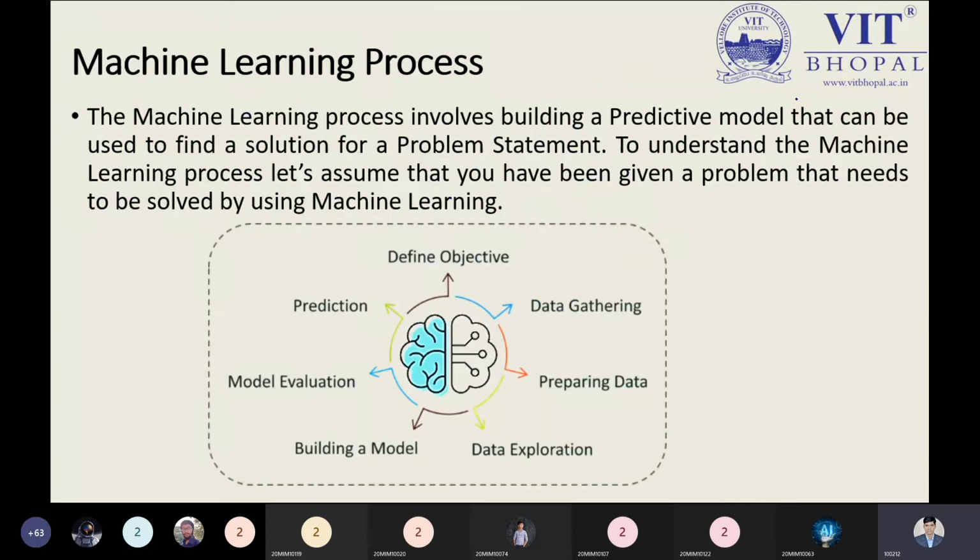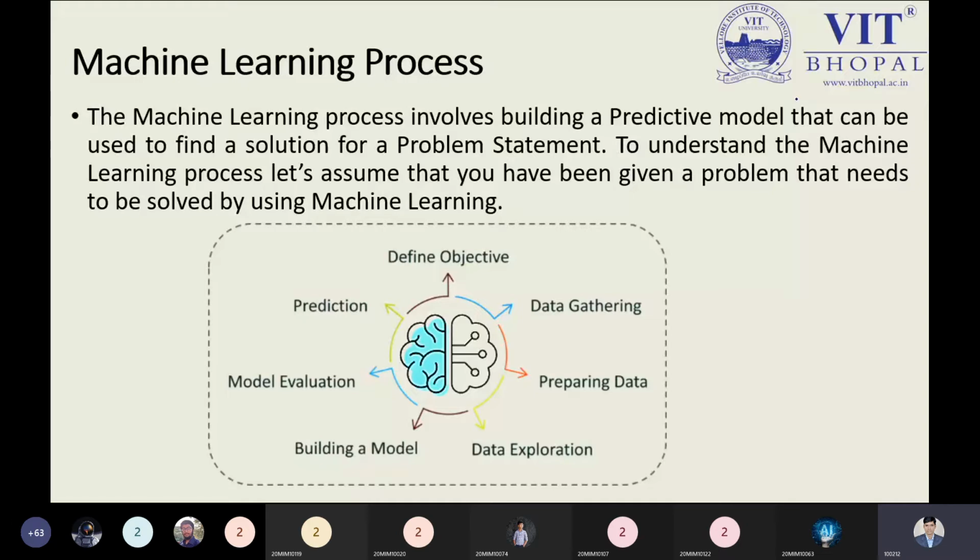Now, next we have the machine learning process. Before moving to the machine learning process, if you have any doubts, you can ask me right now. Is it clear to all, or any problem so far you have? Please ask me. Now, should I continue with this part, machine learning process? Yes, sir, you can continue.